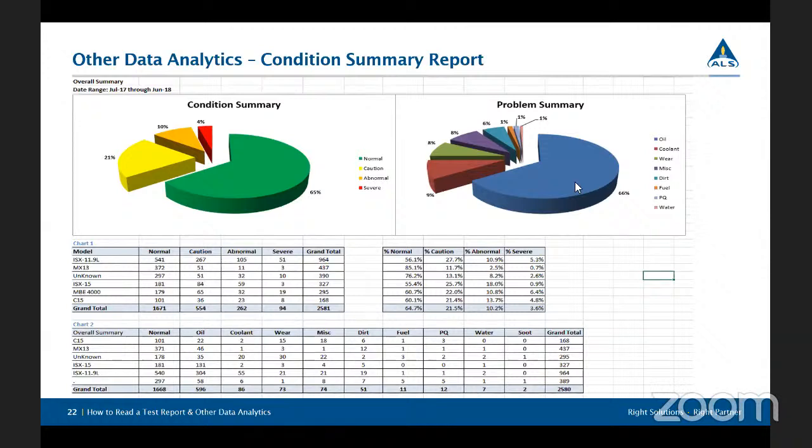So as you can see here, we've got the condition summary. So what percentage were normal, caution, abnormal, and severe. And then over here, we can see what kind of problems are contributing. So this is really important as well. It's, am I having mostly oil issues? How much is coolant contributing to my equipment? Is wear a major issue?